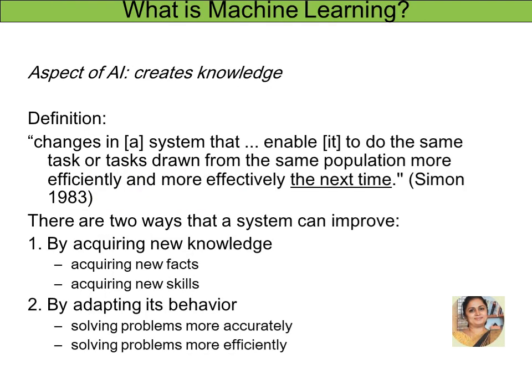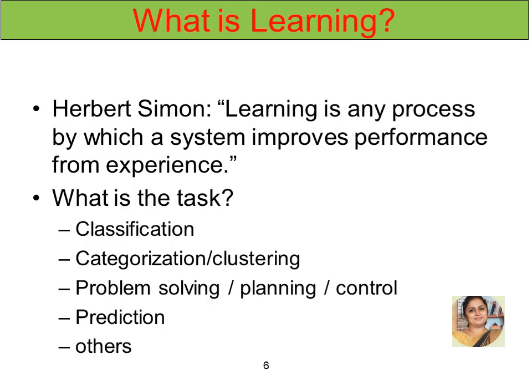Changes in a system that enable it to do the same task drawn from the same population. There are two ways that a system can improve: by acquiring new knowledge, that is acquiring new facts or new skills, or by adapting its behavior, solving problems more accurately or more efficiently. According to Herbert Simon, learning is any process by which a system improves performance from experience.